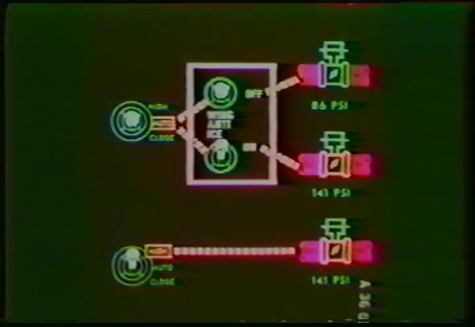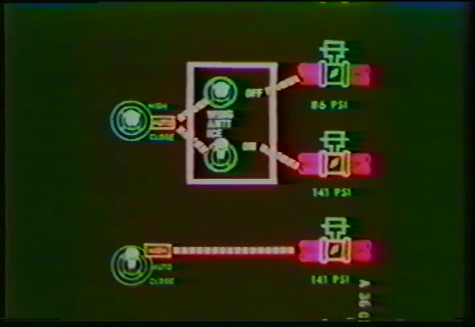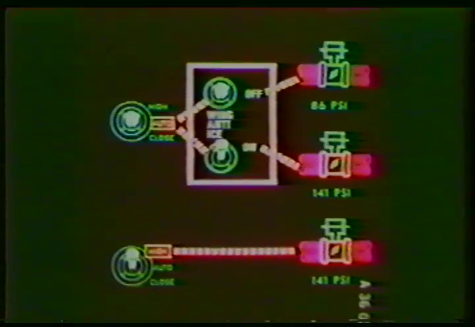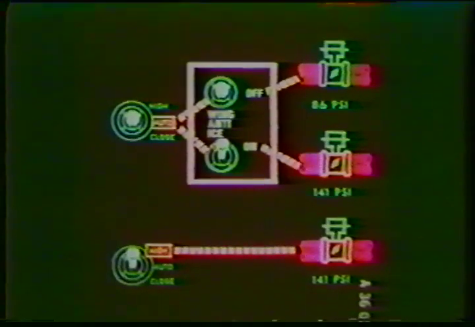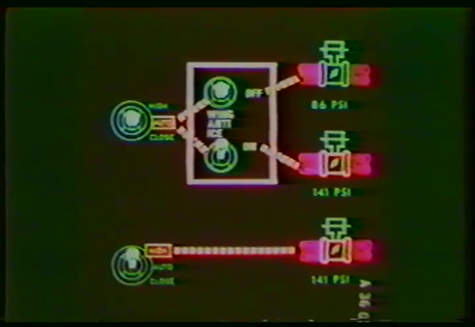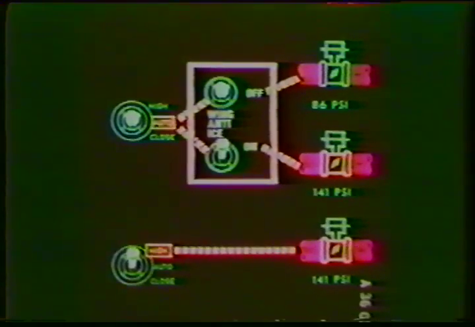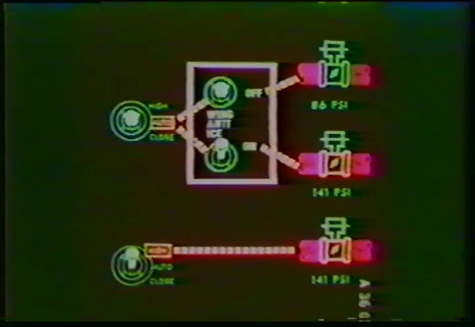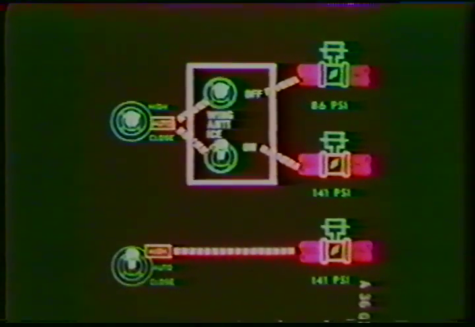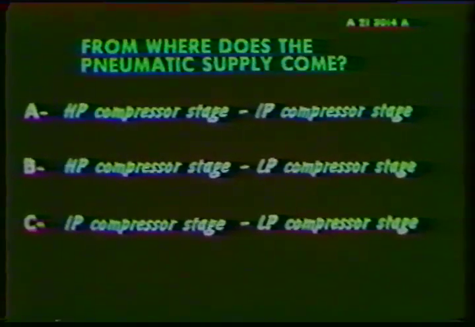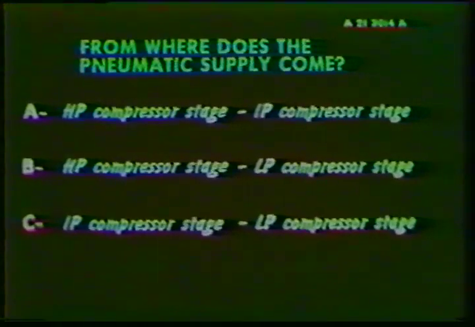The HP bleed valve is commanded to close when the selector is at close, or automatically when the selector is at auto and pressure from the 14th stage is more than 86 or 141 psi. The different valves depend on the status of wing de-ice. From where does the pneumatic supply come?